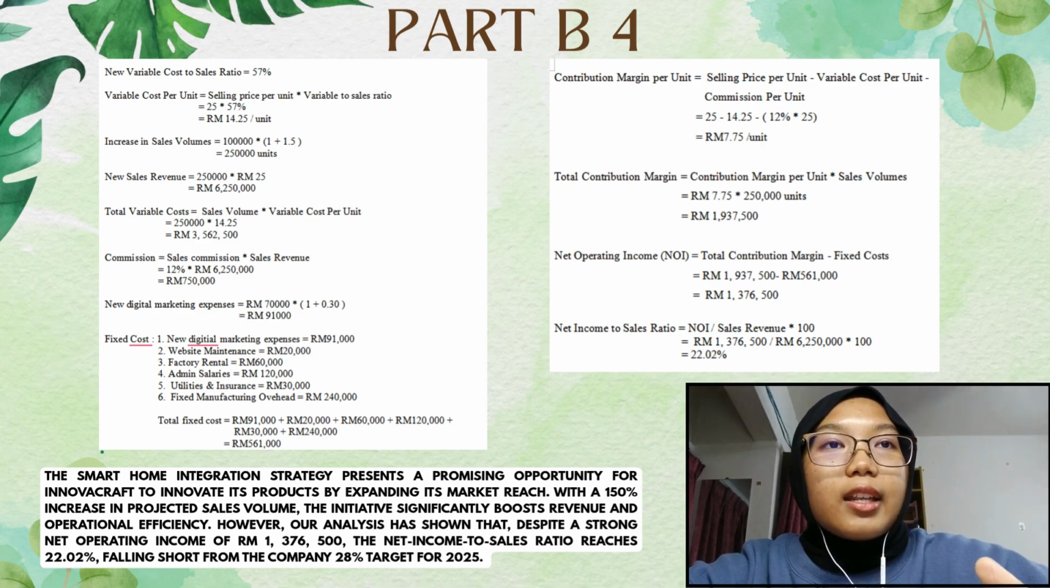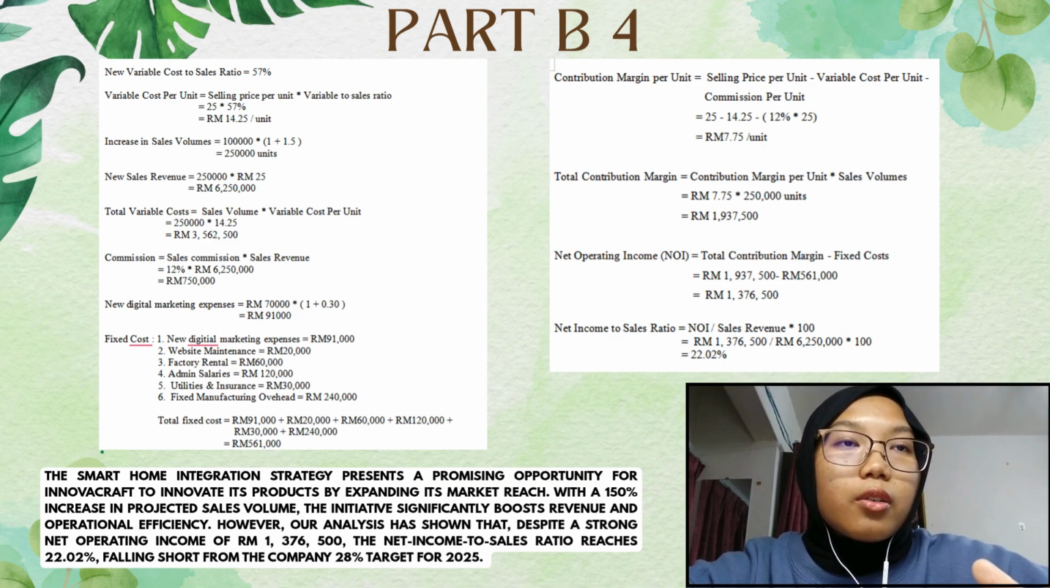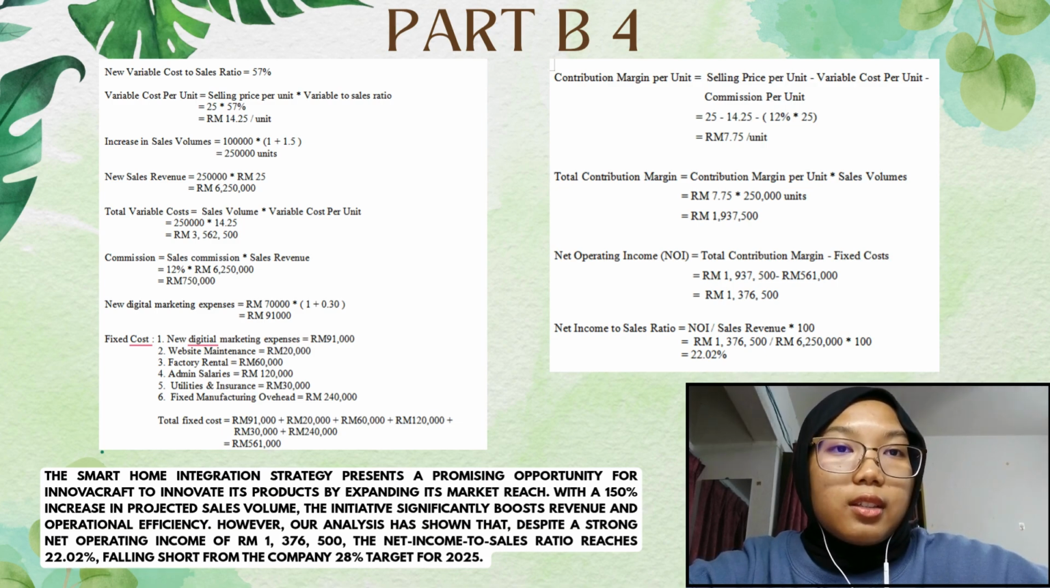To conclude, this enhancement plan effectively boosts sales and expands Innova Craft's market reach. However, the increased costs, especially commission and overhead, limit its profitability. We recommend exploring cost-saving strategies such as automating sales, raising the price slightly, or offering premium bundles. With those tweaks, this innovative plan has the potential to meet or exceed the target.